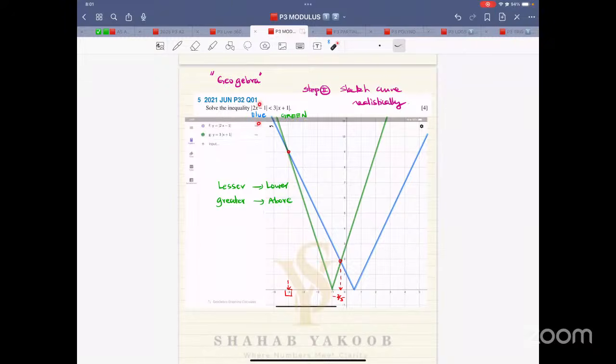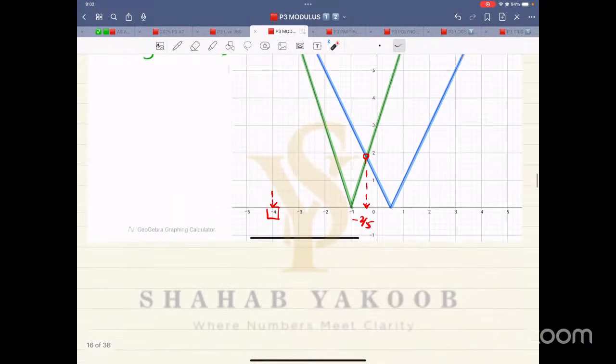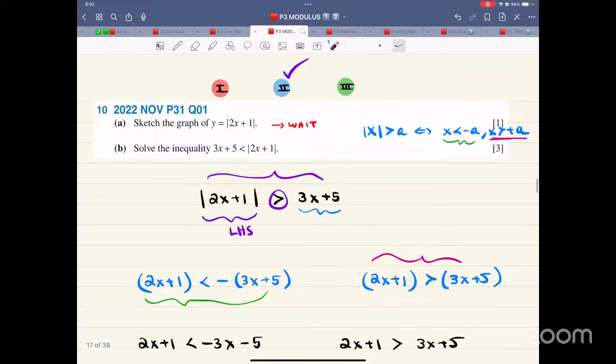So this blue one is the modulus sketch. And this green one is the modulus sketch of the right-hand side. And then these are the critical values. And then it says the blue is lesser than green. So green is at the top, blue is at the bottom. If we go to the right of the critical value, green is at the top, blue is at the bottom. Left of this value, again green is at the top, blue is at the bottom. But I personally prefer the other one. If they ask for a sketch, of course, we can draw it.